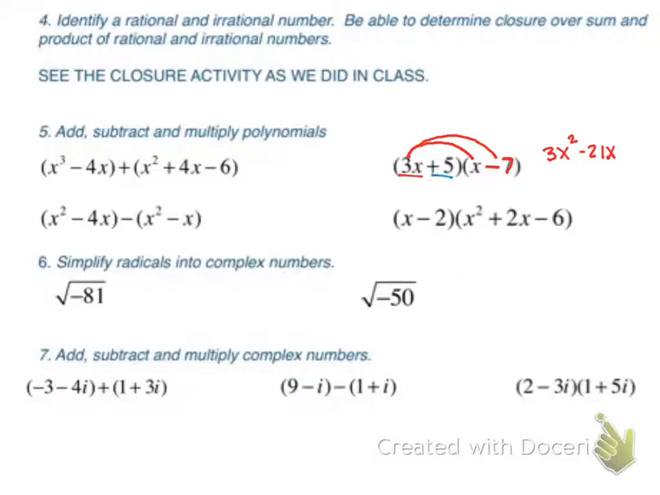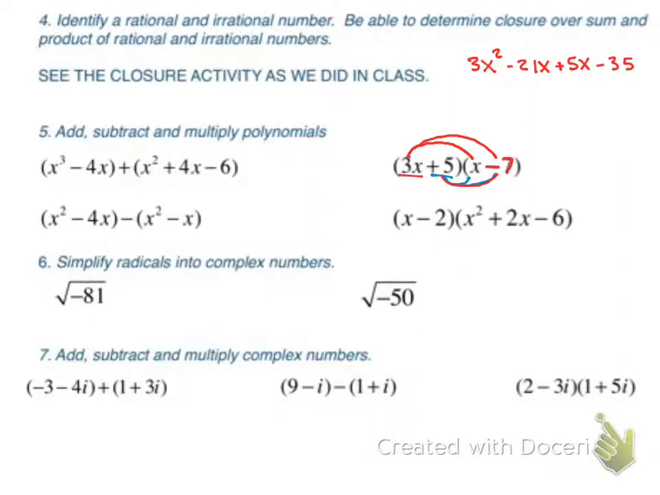Then we look at our 5. We take our 5 and multiply it to the x. That's positive 5x, so that's plus 5x. And the last one, 5 times negative 7 is negative 35. Oh, I ran out of room. Let me go ahead and rewrite this a little closer. I'll write it up here. So we had 3x squared minus 21x plus 5x. And then 5 times negative 7 is negative 35.